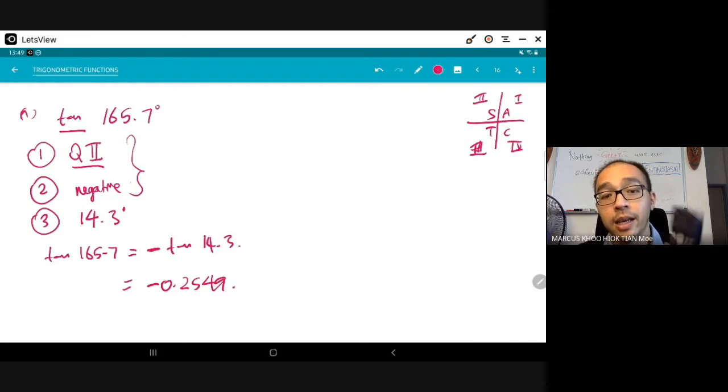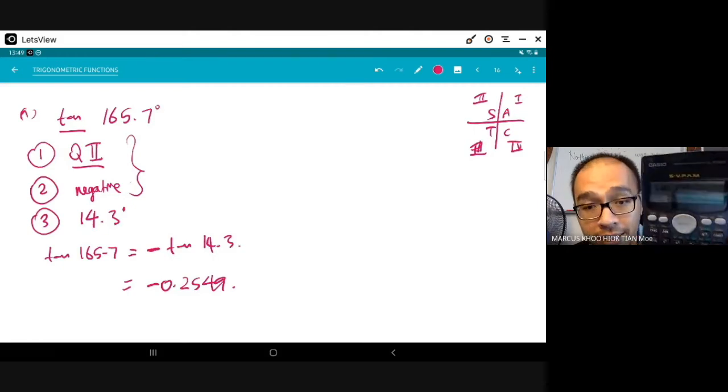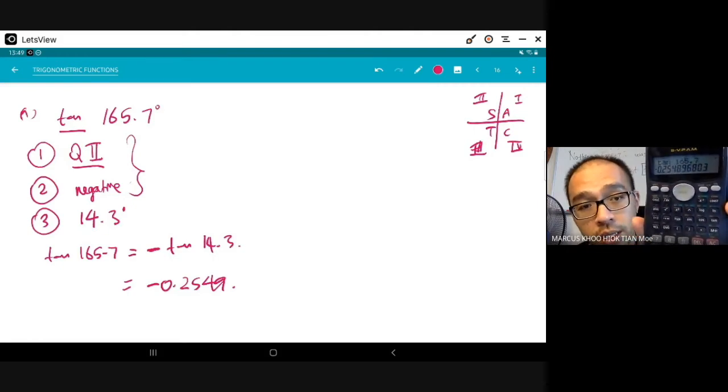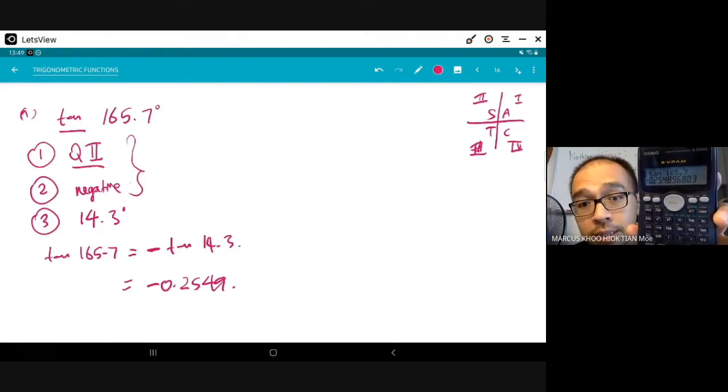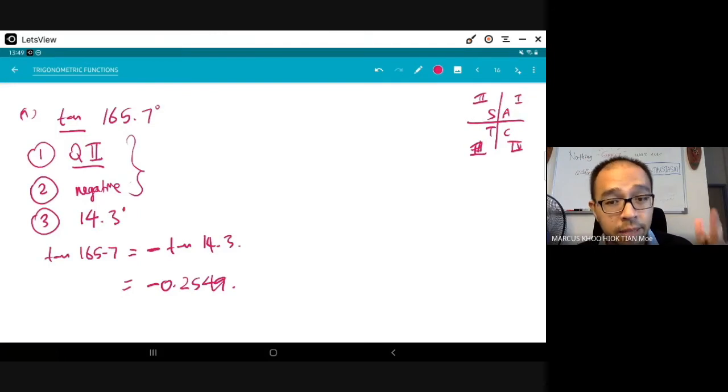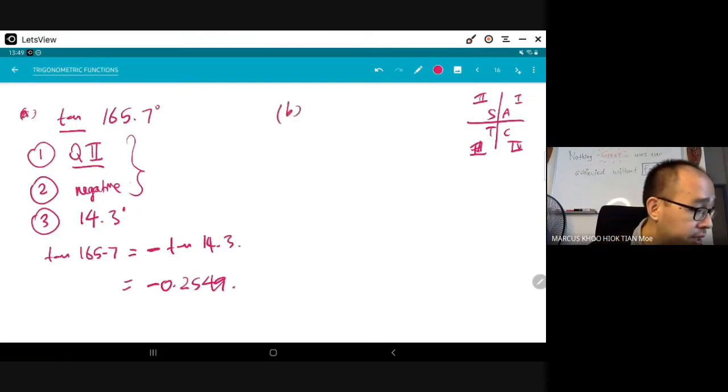If you're not satisfied, press tangent 165.7. You will get the exact same answer. One is the long way, one is the short way. I want you to learn the long way, because sometimes the short way you cannot get this. Let's try another question.